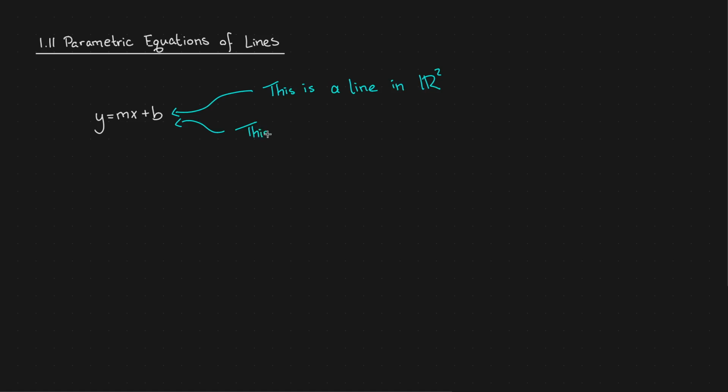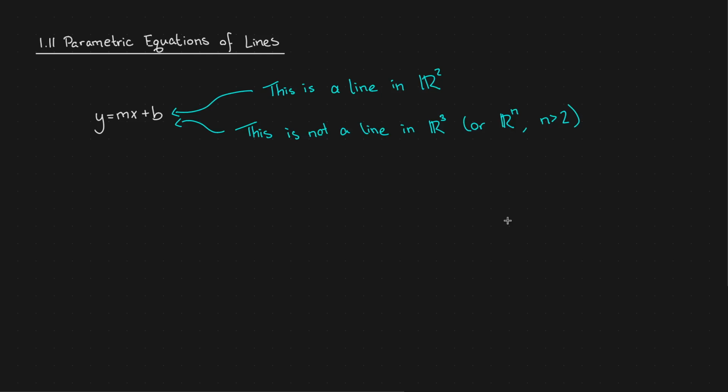But this is not a line in higher dimensions like R3, or for any n-dimensional space where n is bigger than 2. Okay, so it's great for two-dimensional space, but it's not great for three-dimensional space. And lines are useful, lines are important. So we want a way to describe lines that works for any number of dimensions, not just two-dimensional space.